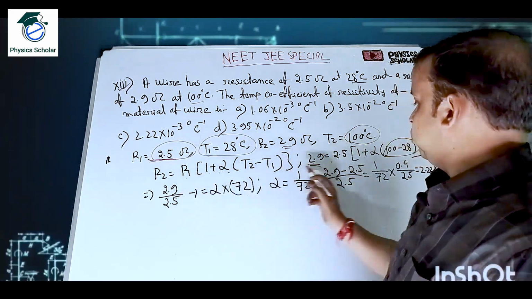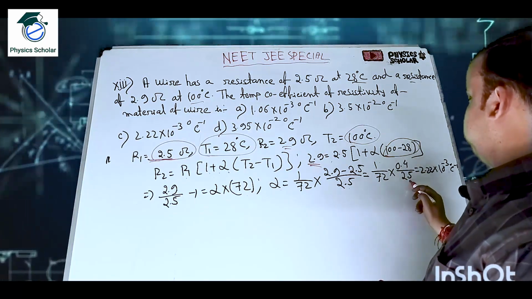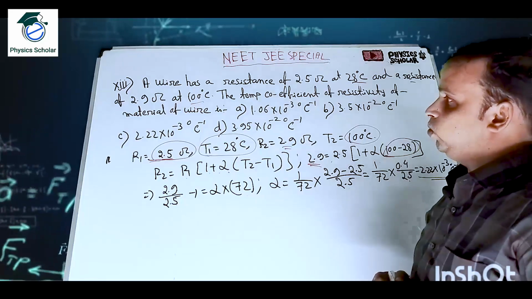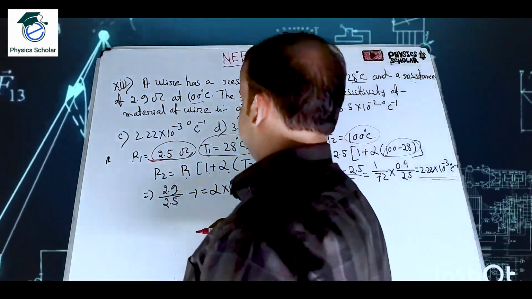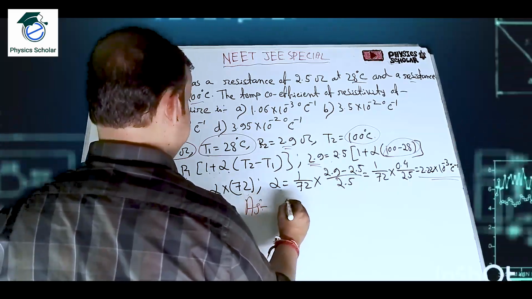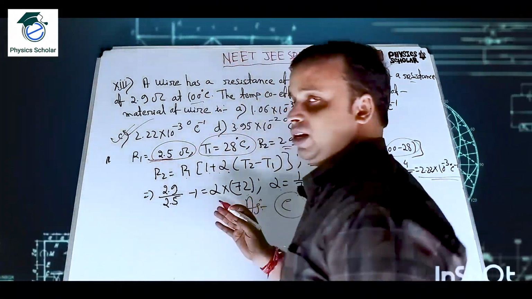Taking 2.5 as the LCM, so 2.9 minus 2.5 is equal to 1 by 72 into 0.4 by 2.5. So this is coming 2.22 into 10 to the minus 3 degree per coulomb. Clear? So option number third, the answer will be option number C. That will be the answer of this question. So very easy.